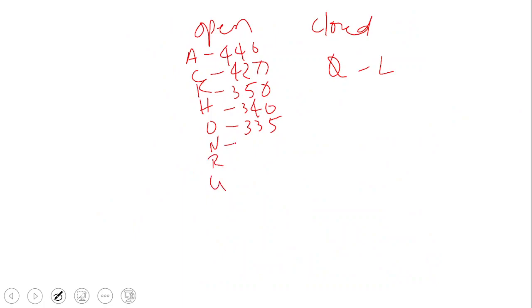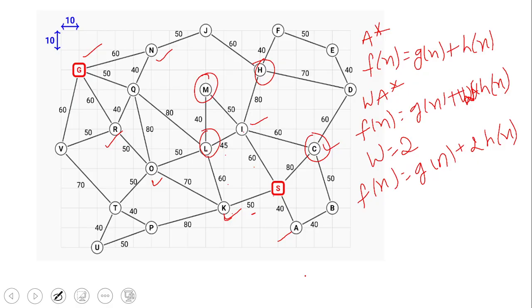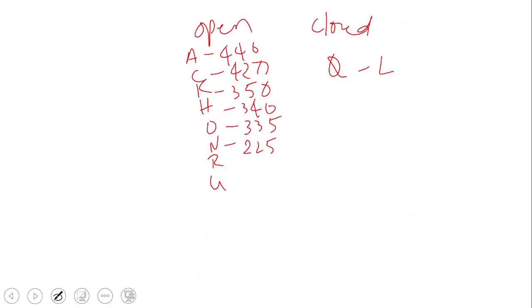So N we are having 225. This is to Q, after reaching Q, Q to N. So previously we are having Q as 185, and 185 plus 40. Okay. So we'll get 225 plus 2 into 50. So we'll get it as 325. Again R is also same, 225 plus 2 into 50. We'll get it as 325.